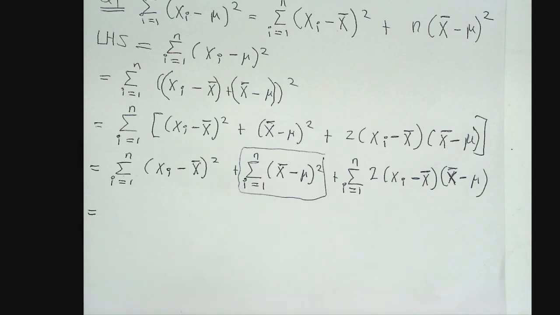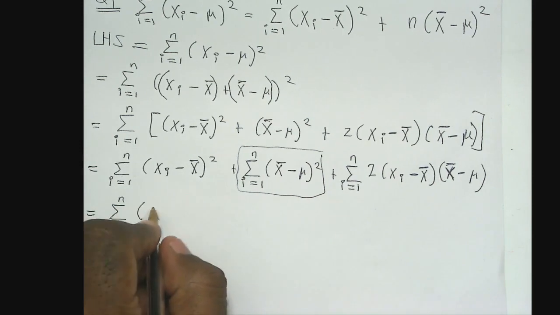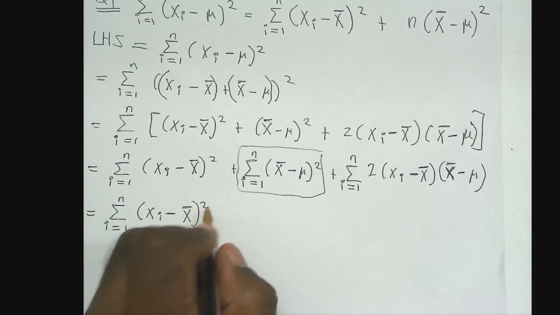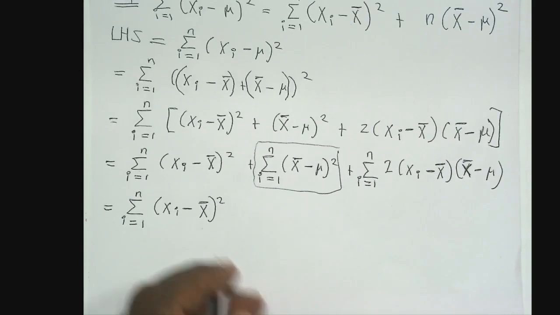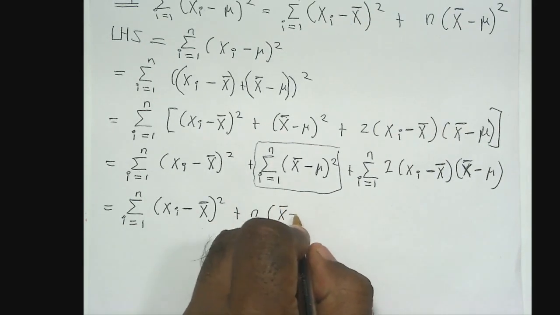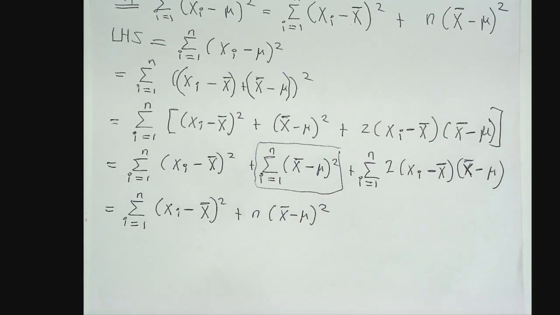If you sum a constant from 1 to n, it's n times the constant. I'm sure you know this, guys. You get n times the constant, which in this case is this.